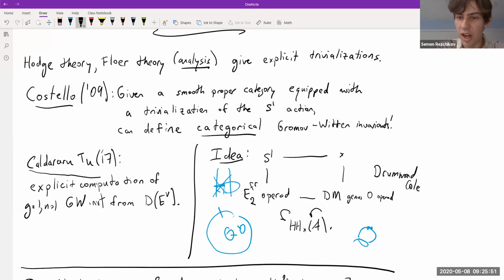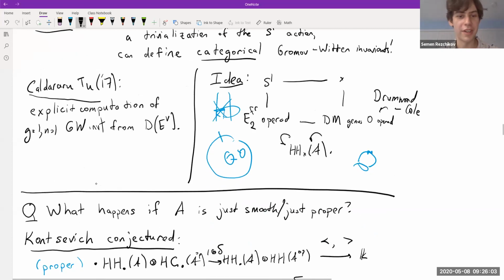If you want an actual operadic statement, but on homology, this is the same kind of thing that Costello proved. I mean, Costello did higher genus Gromov-Witten invariants, it's important to mention. Anyway, that's why the S1 action is important.